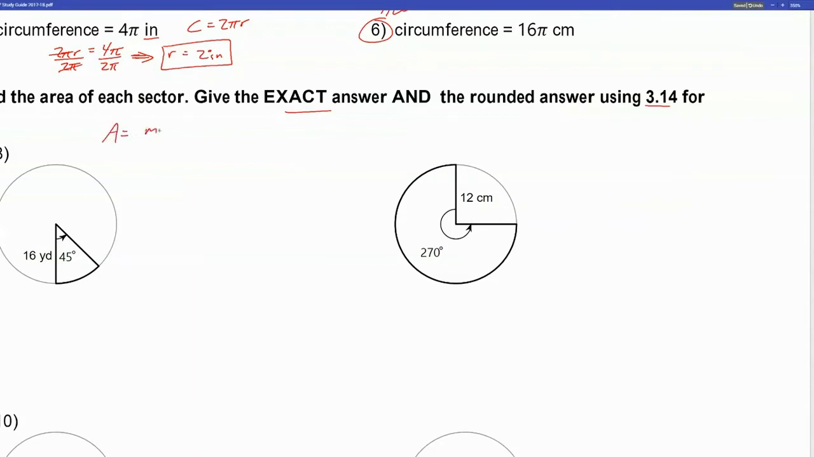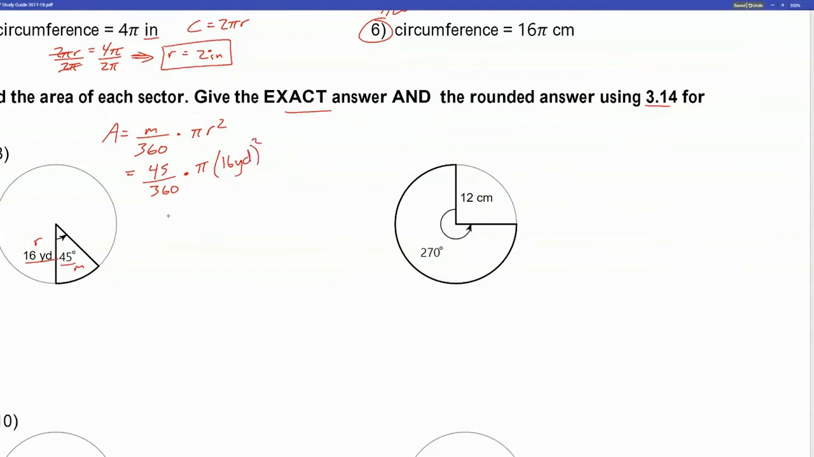We have a certain degree measure out of 360 degrees for a full circle. Now, the area formula is pi r squared, but now we only care about whatever central angle we have, and that's the sector area. So in this situation, we only care about 45 degrees out of 360 degrees. And again, our radius is given right here. So this is our r, our radius, and this is our m, our angle measure. So 45 divided by 360 times pi times 16 yards squared.